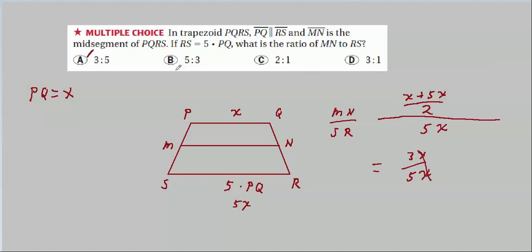You could have actually worked out MN first and then tried to figure out what the ratio was. It seemed easier to just write out the ratio and then use our substitution rule for equality. Replace MN with what it is. Replace SR with what it is. Putting them both in terms of X, of course, that way they can drop out, and we've got it. Well, that's about it.